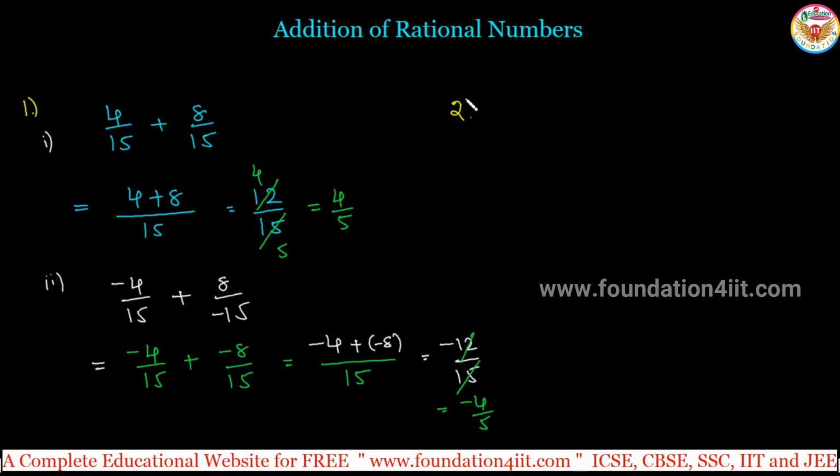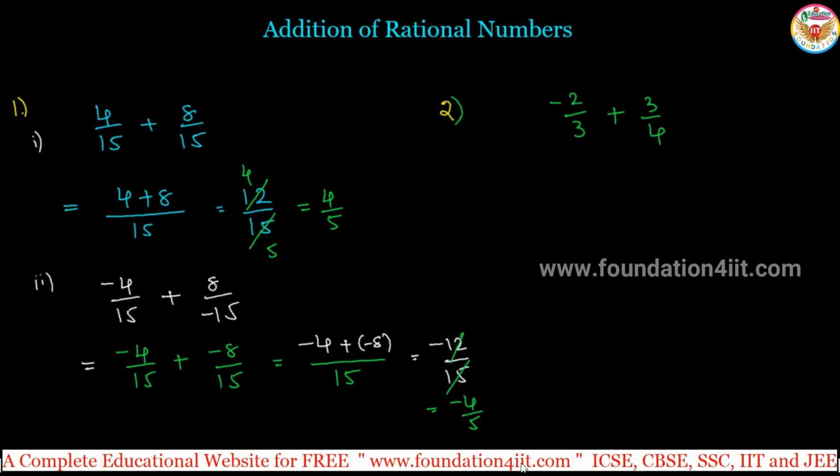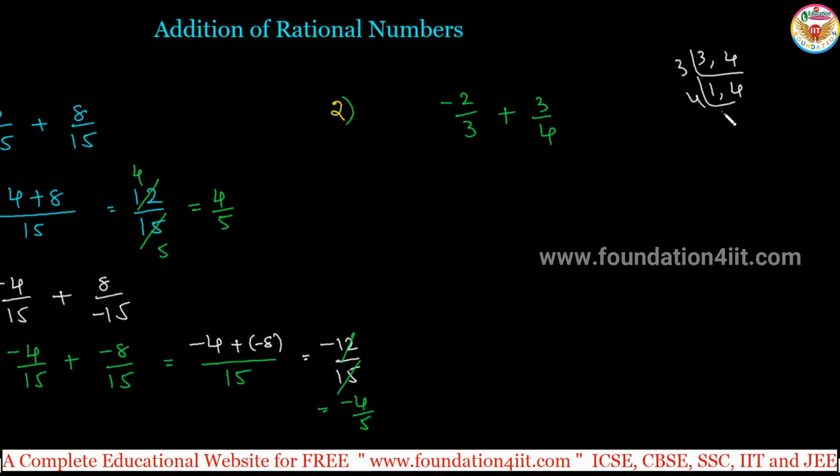And case 2 is if denominators are not same, what we should do. For example, minus 2 by 3 plus 3 by 4. The only simple rule is we should make the denominators same. For that, just go for the LCM. So take the denominators 3, 4. Find out the LCM. So 3 comma 4, LCM is 12.